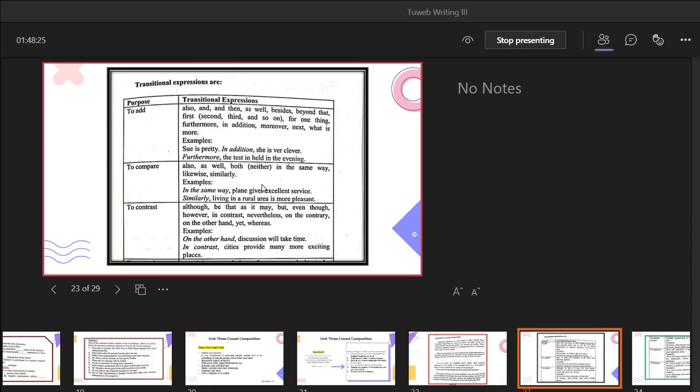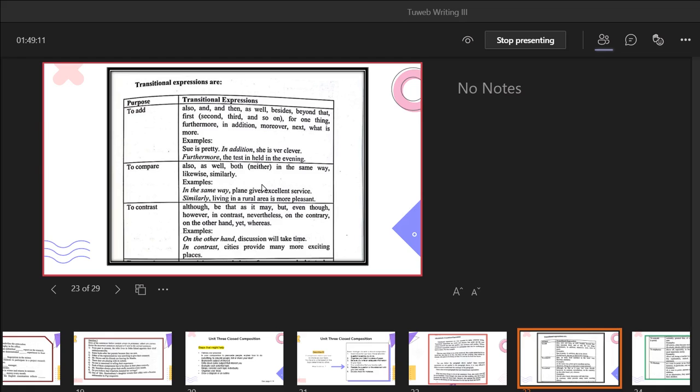And then if we want to compare something, we also use also, as well, both, in the same way. Contohnya, in the same way, Plan gives excellent service. The next one, similarly, living in a rural area is more pleasant. We also have to contrast if we want to contrast something. Although, be that as it may, but, even though, however, in contrast, and so on. For example, on the other hand, discussion will take time. In contrast, cities provide many more exciting places.